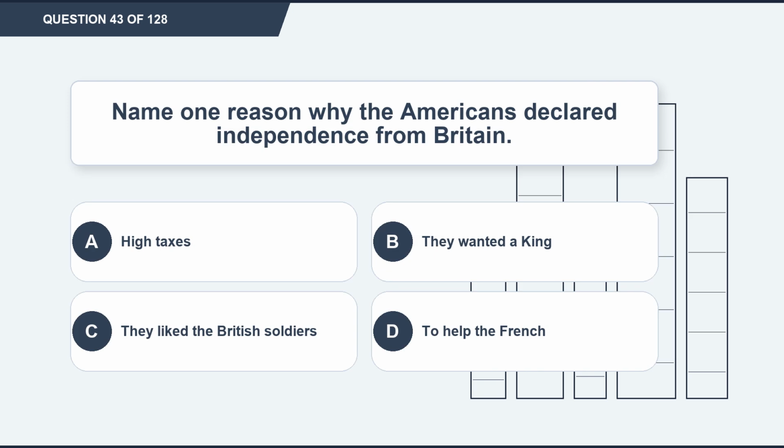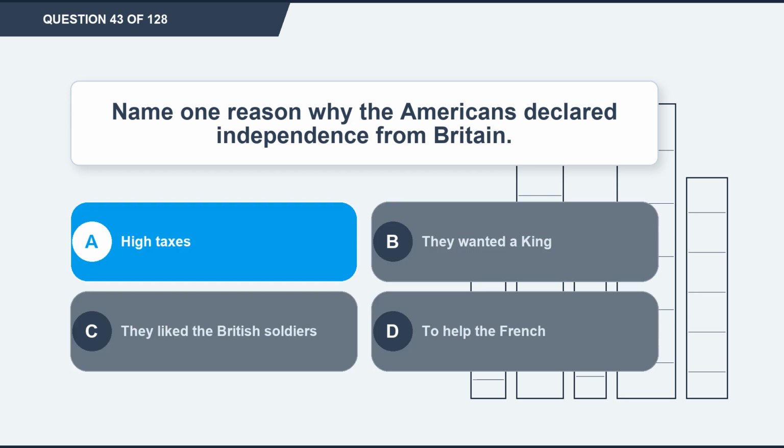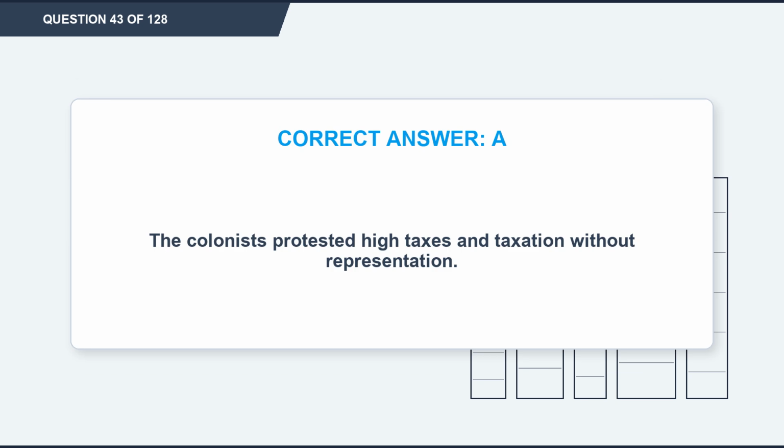Question 43. Name one reason why the Americans declared independence from Britain. Option A. High taxes. Option B. They wanted a king. Option C. They liked the British soldiers. Option D. To help the French. The correct answer is option A. High taxes. Explanation. The colonists protested high taxes and taxation without representation.